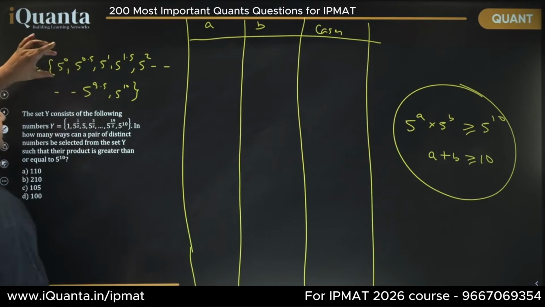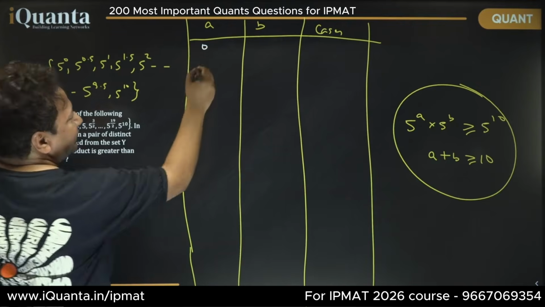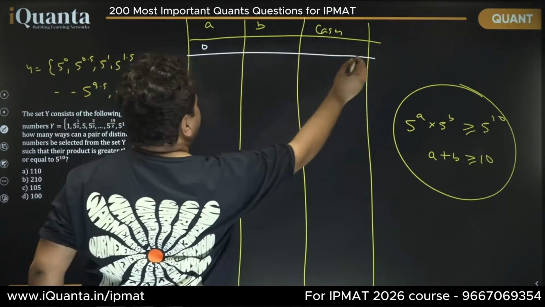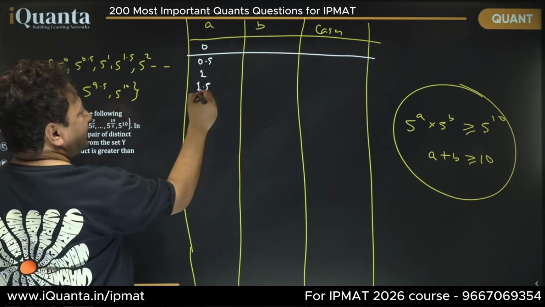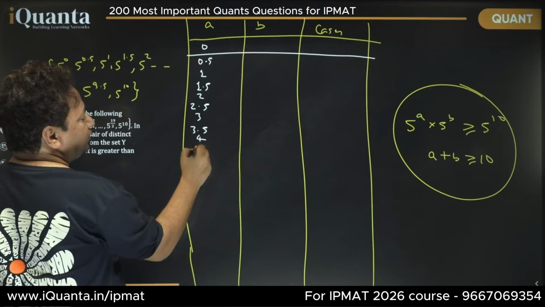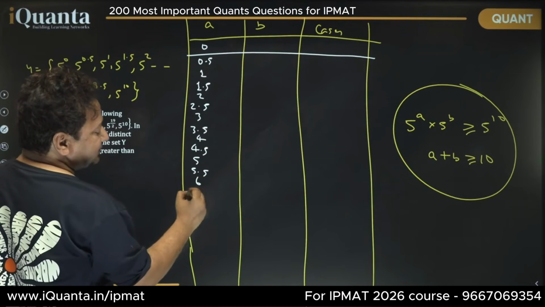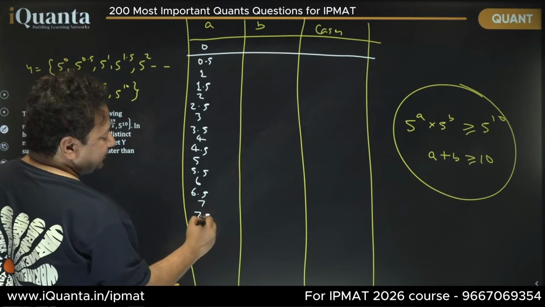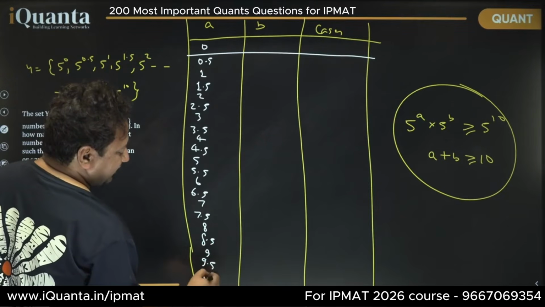I'll start with the first number first, 5 to the power 0. I need only the power. So 0 here. Okay. I'll count the number of cases. Then 0.5, then 1, then 1.5, 2, 2.5, 3, 3.5, 4, 4.5, 5, 5.5, such a long question, 6, 6.5, 7, 7.5, 8, 8.5, 9, 9.5, and 10 in the end.